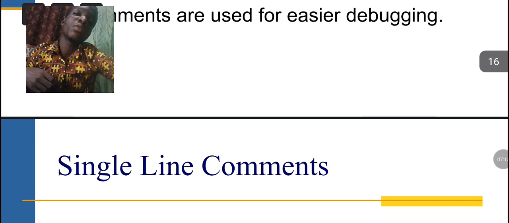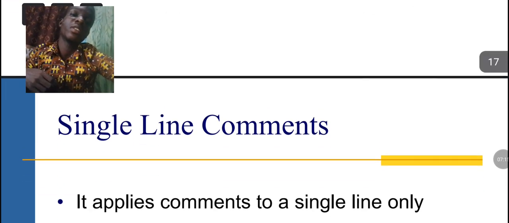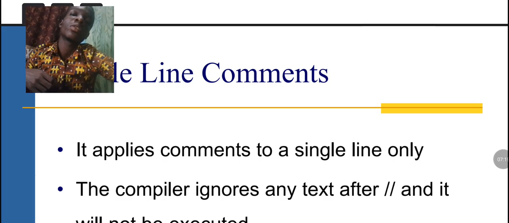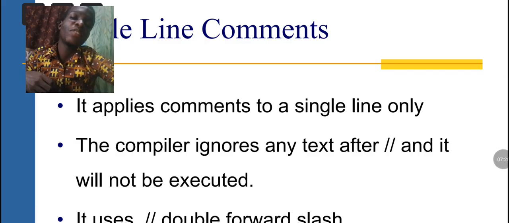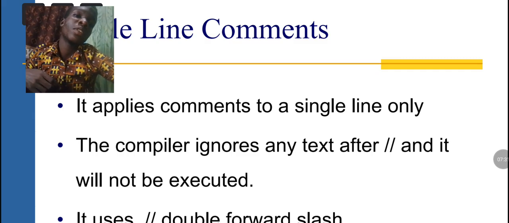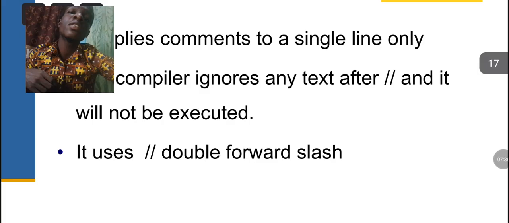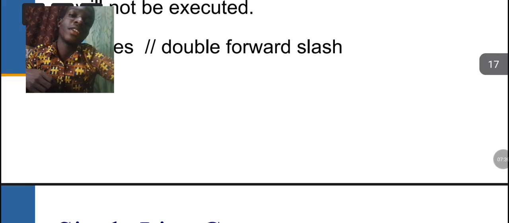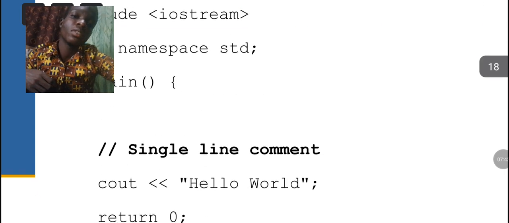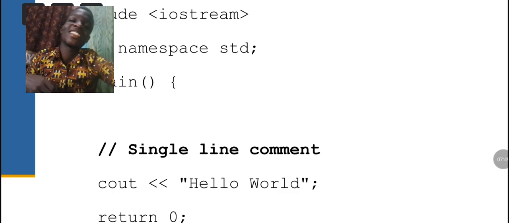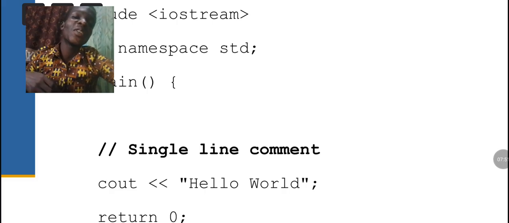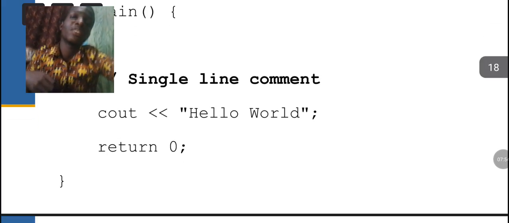So we have two types of comments: single line comment, then multi-line comment. The single line comment applies to a single line only. The compiler ignores any text after the double forward slash, and it will not be executed. Yes, it uses double forward slash, as I said earlier. So this is an example: double forward slash, then you see that single line comment.